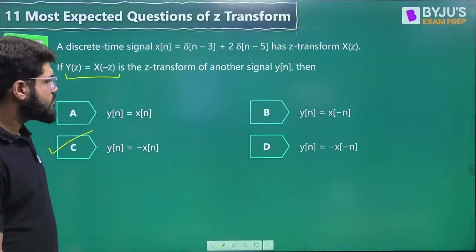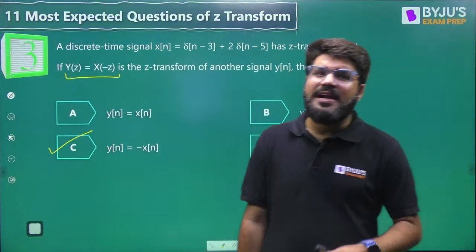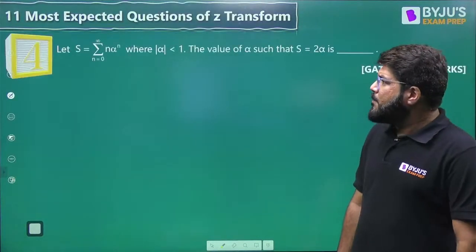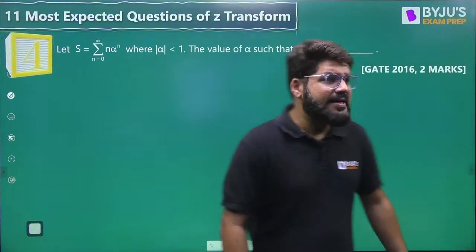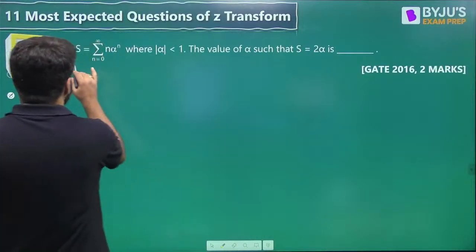That's it. So these are all good, thoughtful, property-based questions of Z transform. That is why I'm telling you, important and expected questions. Next one, number 4, is ready for you, and it's a GATE 2 mark question, guys. It is about the summation.